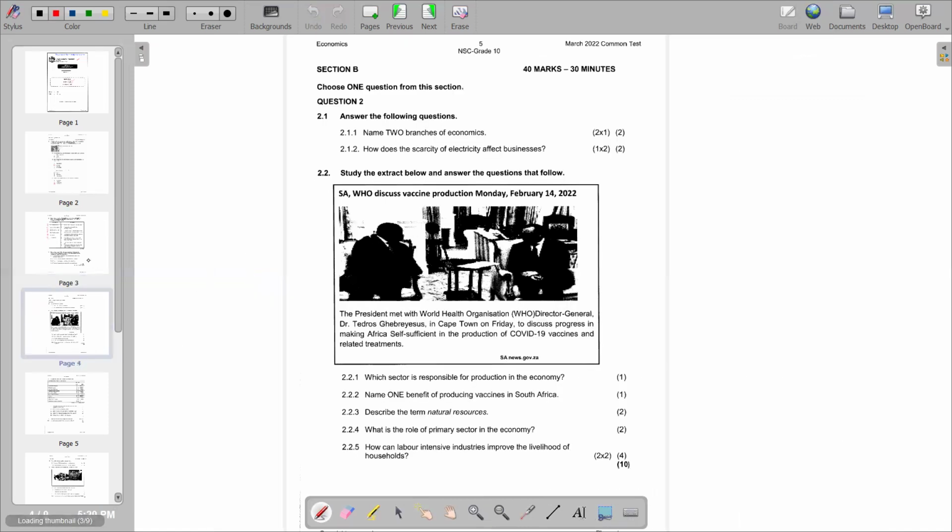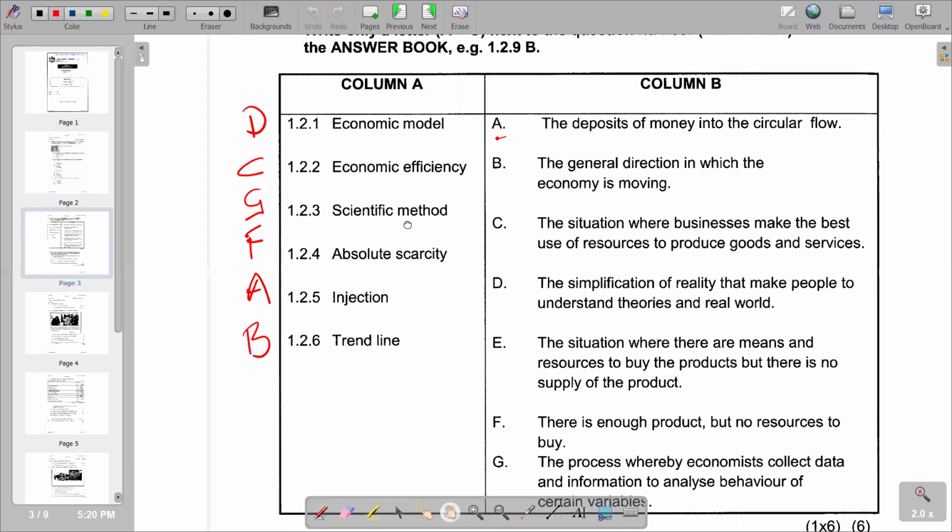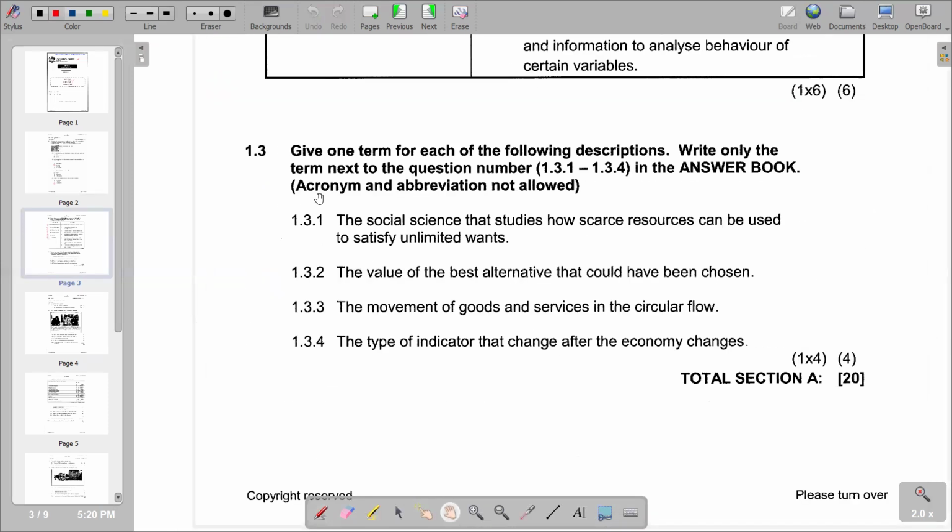We go to the last part of our question and try to see what we have. 1.3 says give one term for each of the following descriptions. 1.3.1 is the social science that studies how scarce resources can be used to satisfy human wants. We know that this social science is called economics. The value of the best alternative that could have been chosen is opportunity cost, the cost of the best alternative forgone. The value of the alternative that has been forgone. So we say opportunity cost.